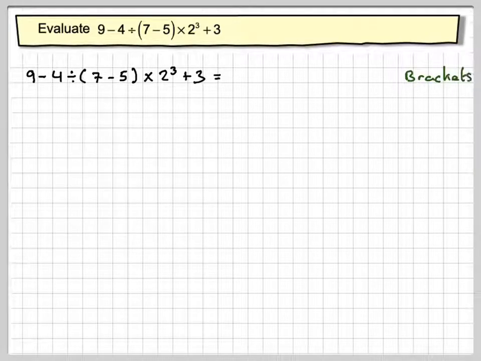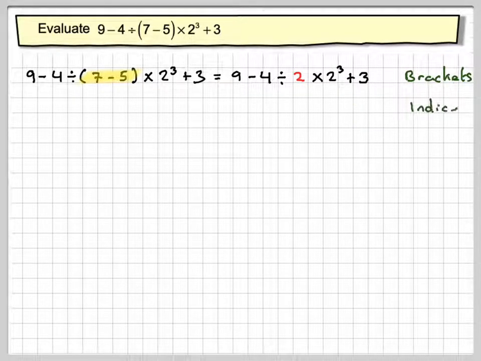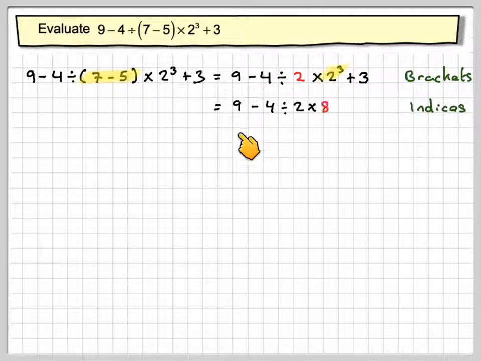Well, first step is brackets. So we'll just highlight those. So the sum will become 9 minus 4 divided by 7 minus 5, which is 2, times 2 cubed plus 3. Next step is indices. So we'll highlight the 2 cubed. So it will become 9 minus 4 divided by 2 times 2 cubed, which is 8 plus 3.